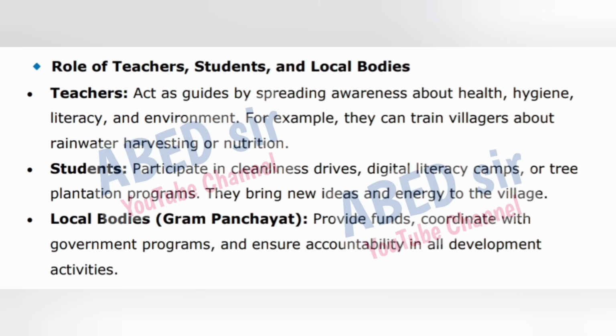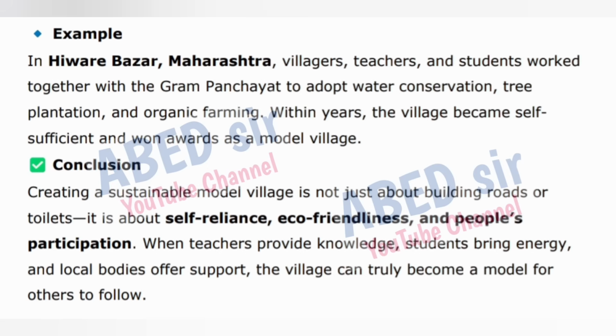Local bodies, Gram Panchayat, provide funds, coordinate with government programs, and ensure accountability in all development activities. Example: in Hiware Bazar, Maharashtra, villagers, teachers, and students worked together with the Gram Panchayat to adopt water conservation, tree plantation, and organic farming. Within years, the village became self-sufficient and won awards as a model village.